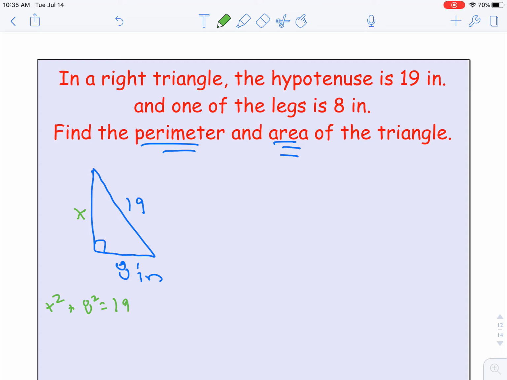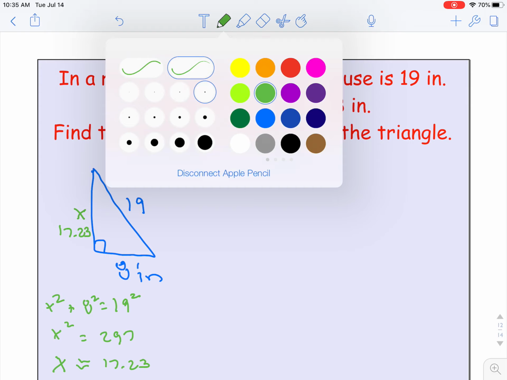Well, first of all, I can find that other side using the Pythagorean theorem. So x squared plus 8 squared equals 19 squared. So x squared equals 287, and then x is approximately equal to 17.23. I'm just double checking whether that's 287 or 297. 19 squared minus 8 squared gives us 297. I was right the first time.